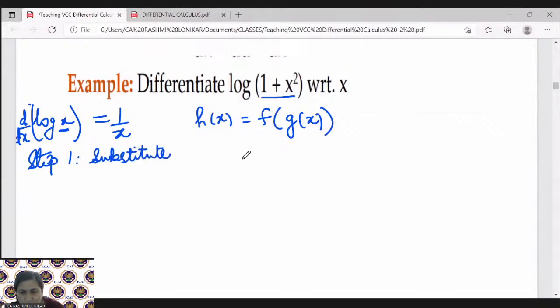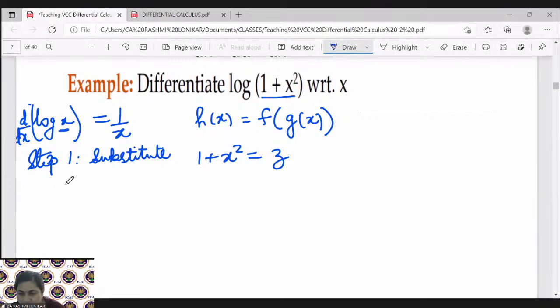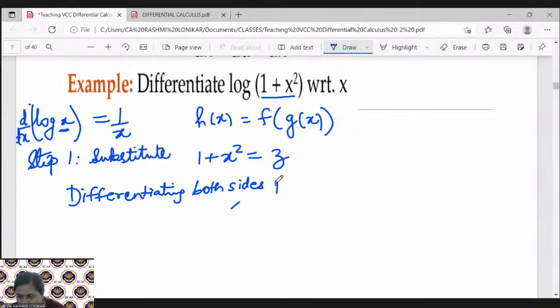What do I substitute? I substitute 1 plus x square is equal to z. Now differentiating both sides with respect to x, we get, I differentiate both sides with respect to x.